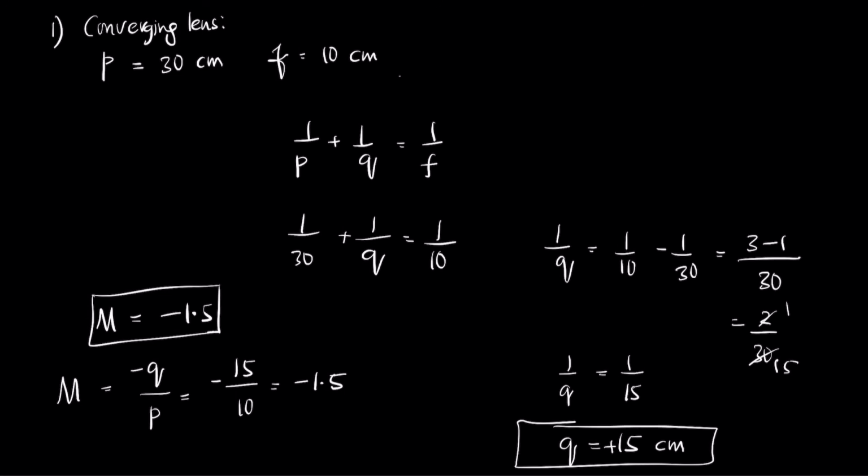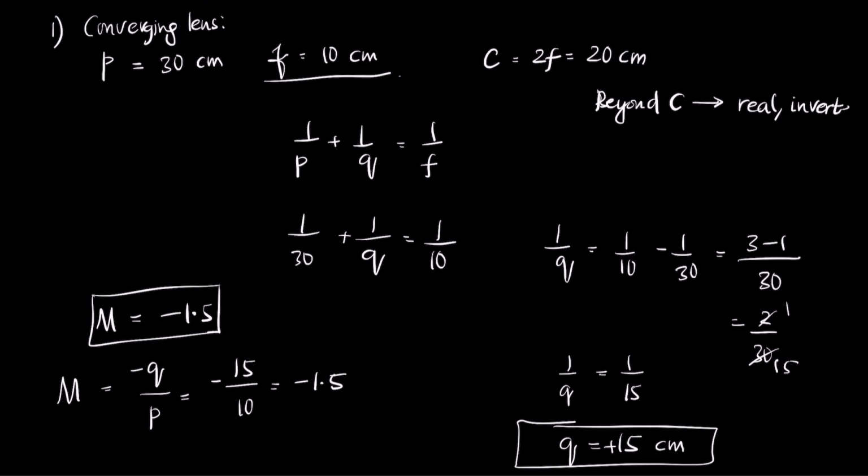Here notice that the focal length is 10. So we know that the center of curvature is 2f, which is 20 centimeters. So here the case is beyond the center of curvature. If you remember from the image nature, beyond the center of curvature the image is real, inverted, and it's also enlarged.